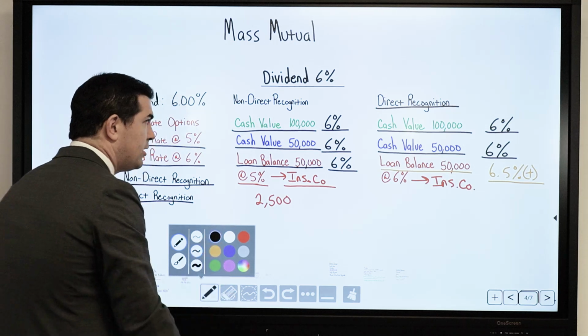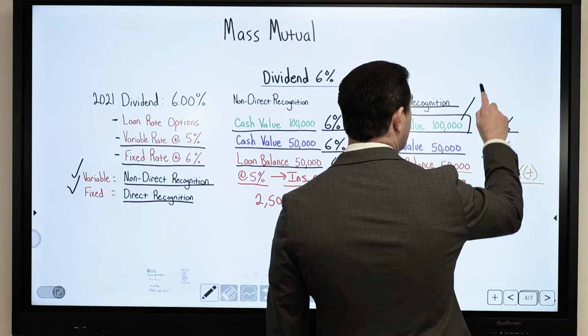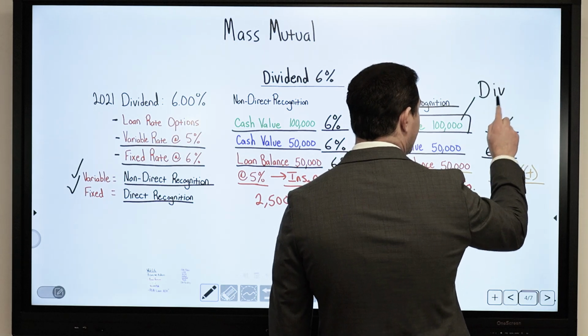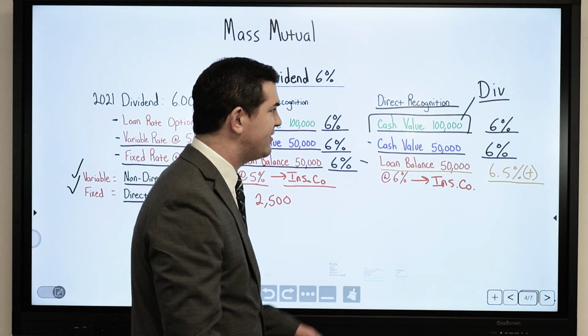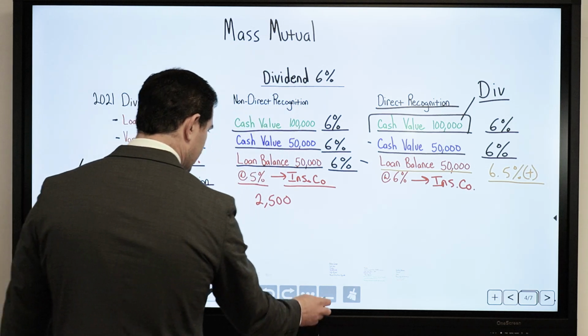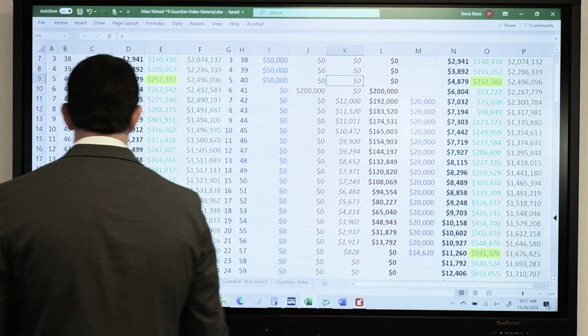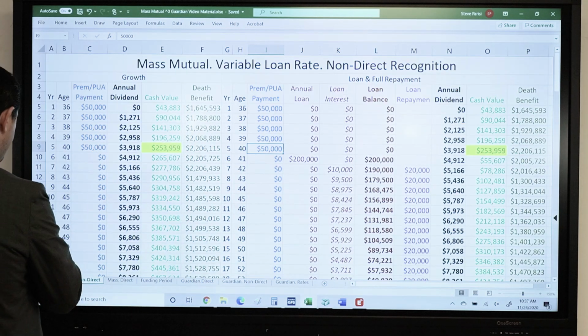The main point, though, is I still receive a dividend on my full cash value. It's just a bit different with the money still in cash value compared to the amount that I have loaned out. Let's look at an example here to provide some visuals. So let's take a look at their non-direct recognition contract first.